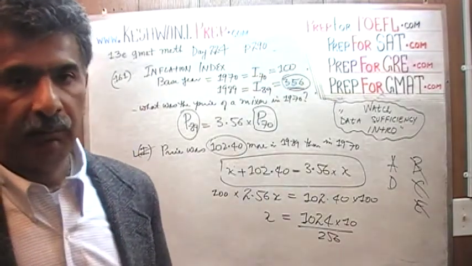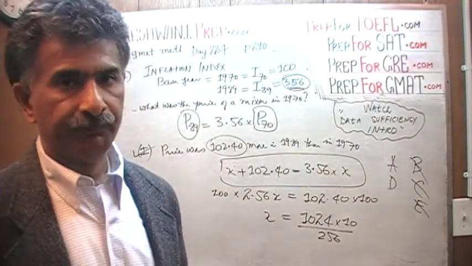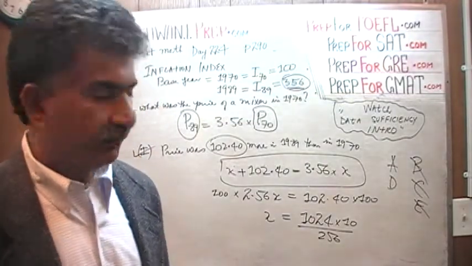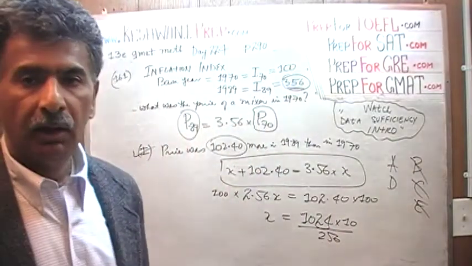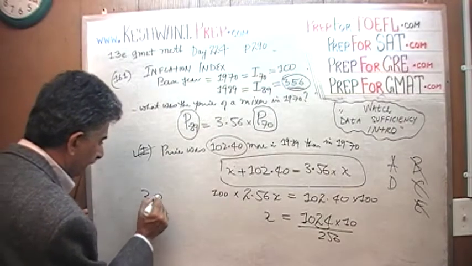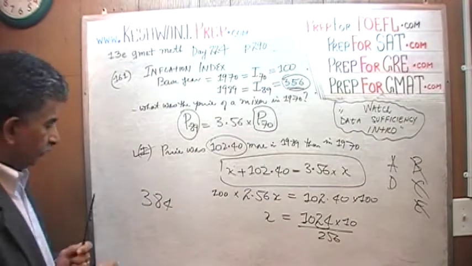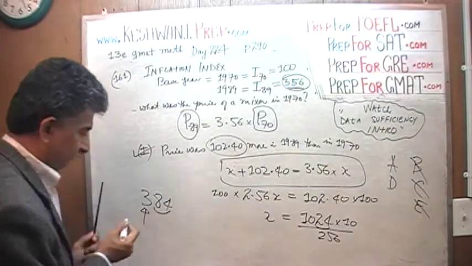Let's see if we can divide both of them by 4. How do you know if a number is divisible by 4? A number is divisible by 4 if the last two digits of the number are divisible by 4. For example, if I give you 384, you don't have to worry about 300. You only have to concentrate on the last two digits.